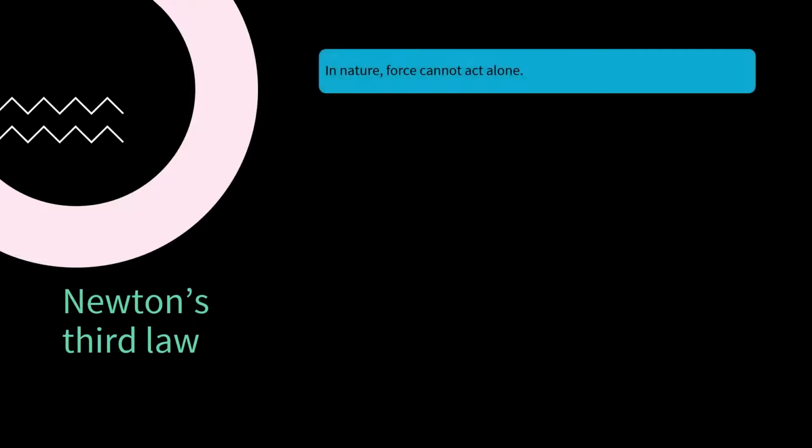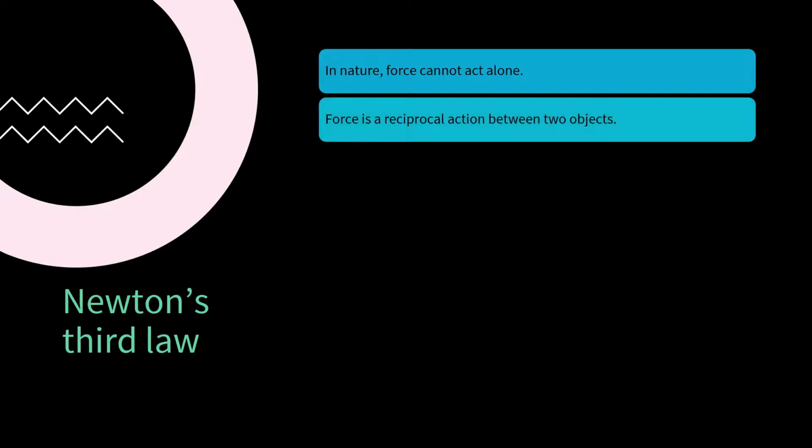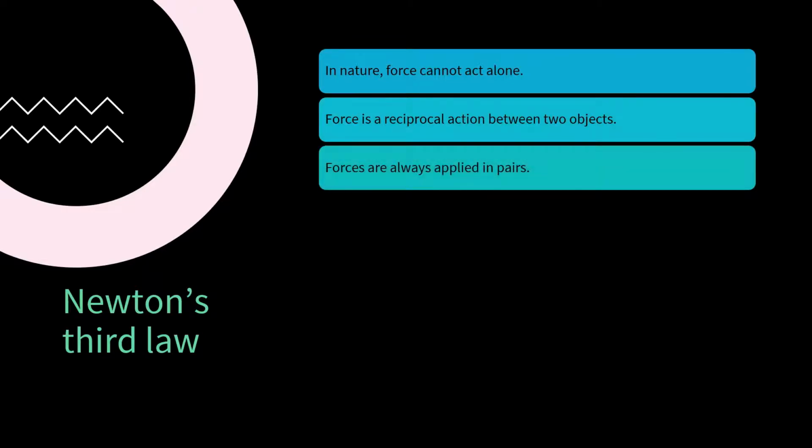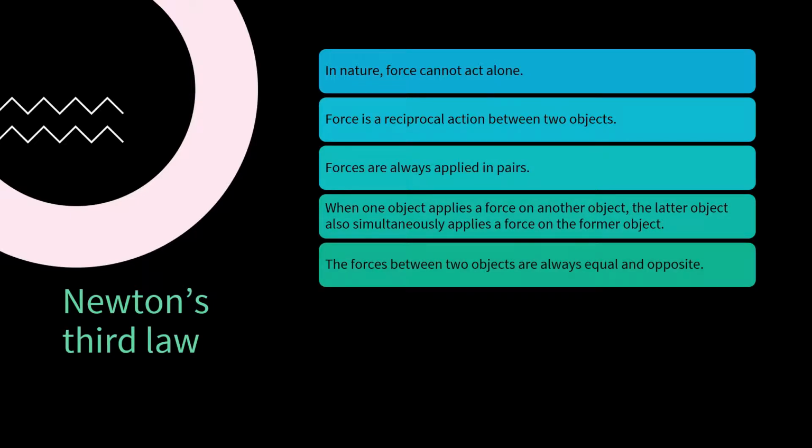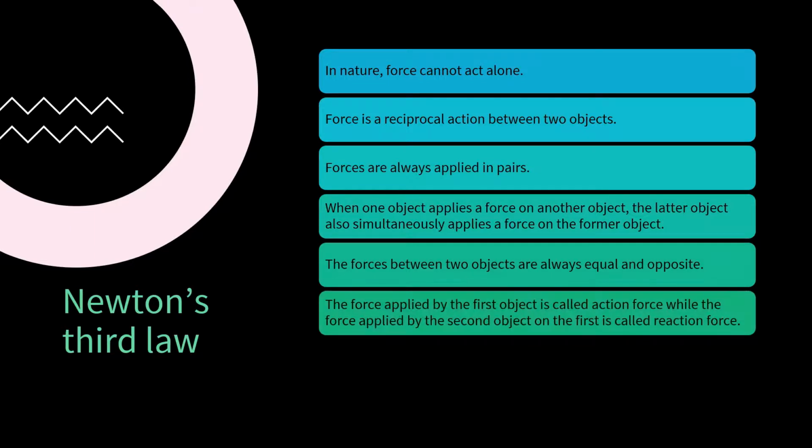In the above activity, the force is applied in one direction and the movement is in opposite direction. Am I right? Newton's third law states the same. It says in nature, force cannot act alone. That means force is a reciprocal action between two objects. That is, forces are always applied in pairs. When one object applies a force on another object, the latter object also simultaneously applies a force on the former object. The forces between two objects are always equal and opposite in direction.